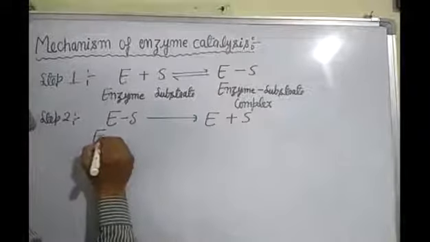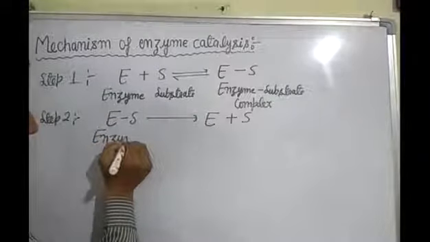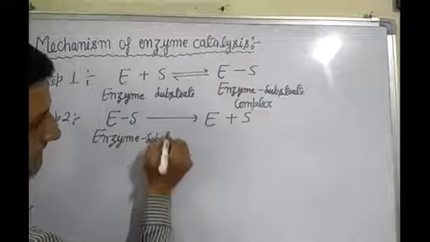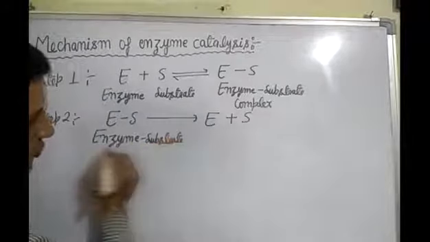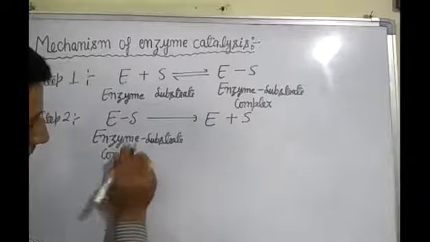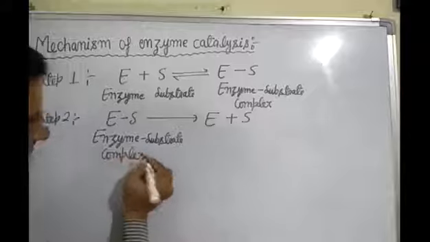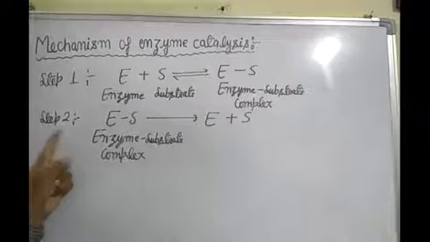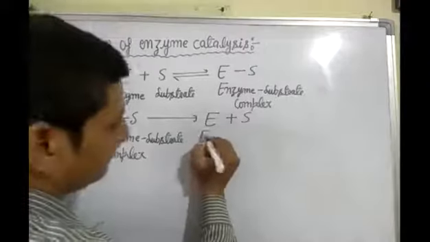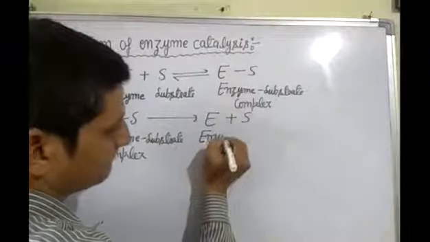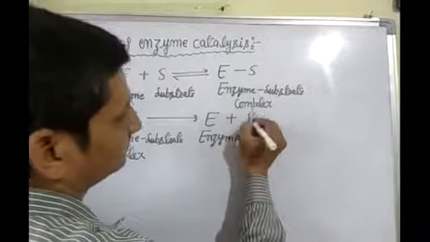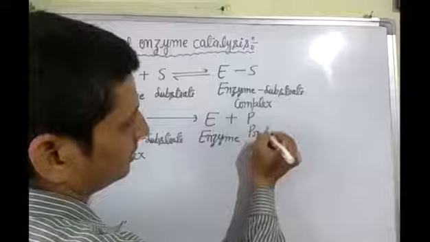This is enzyme, substrate, complex. Step 2. In this step, enzyme substrate complex decomposes to give E for enzyme and product, P for product.